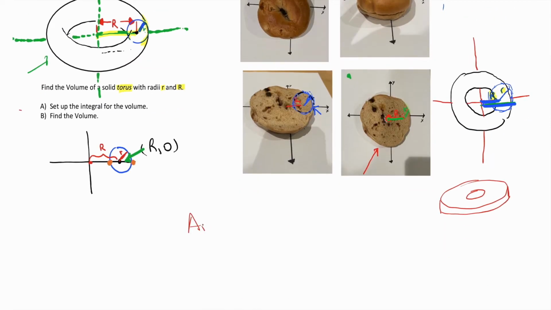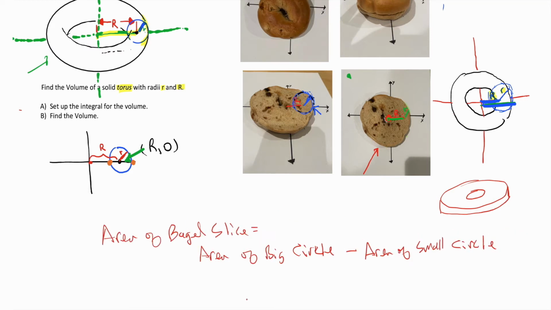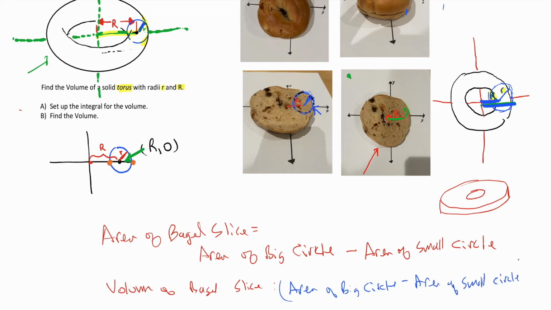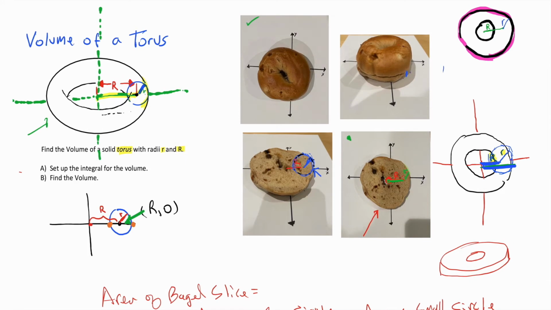Area of bagel washer equals area of big circle minus the area of the small circle, which is like the area of the hole. If we did that, we get the area of the bagel slice. Volume of the bagel slice is equal to the same thing, the area of the big circle minus the area of the small circle, times dy, which is the height, the thickness of the slice. So we'll call the height of the slice right here dy.